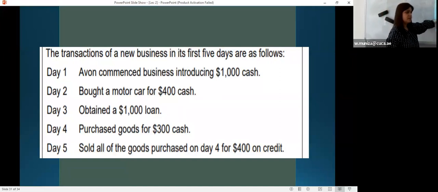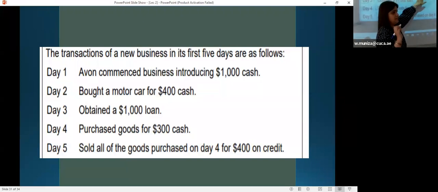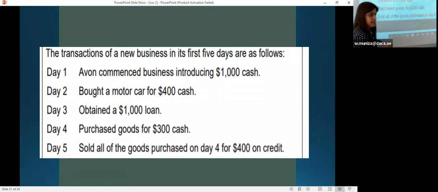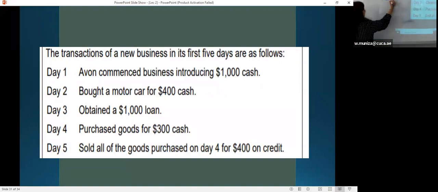Another account has to be credited. Which other thing is increasing or decreasing in the business? Bought a motor car for cash. Cash is going out of the business. Cash is decreasing in the business. Cash is an asset. Decrease in asset is credit. So credit will be cash account.